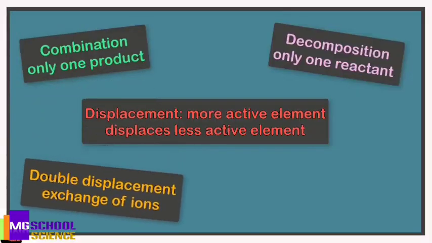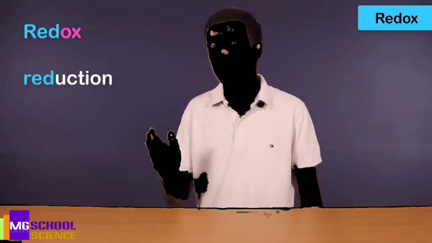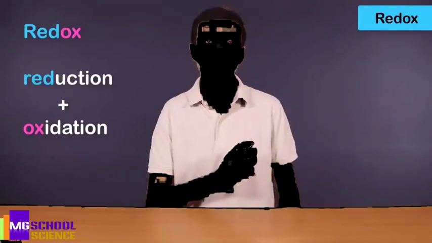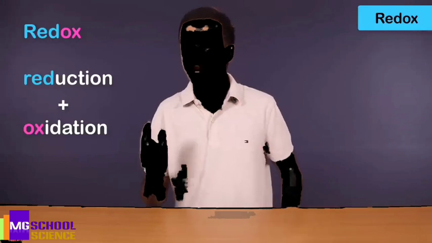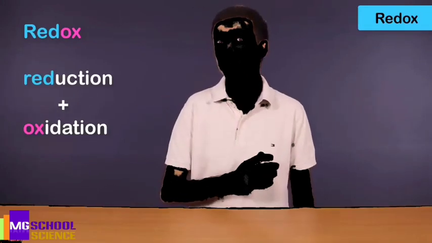Let's put double displacement reaction on our concept board. The key point here is exchange of ions. Now let's look at the fifth and final type of reaction, redox reactions. Redox stands for reduction and oxidation. In these reactions, one substance is being reduced and the other is being oxidized.